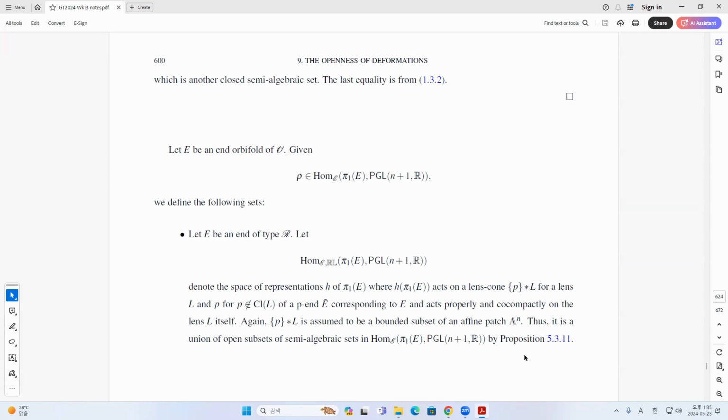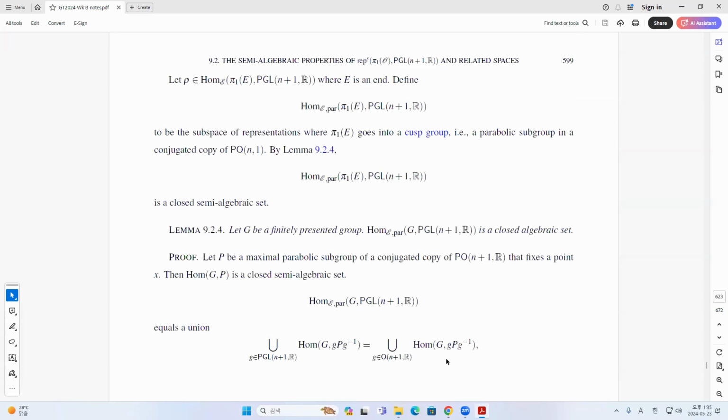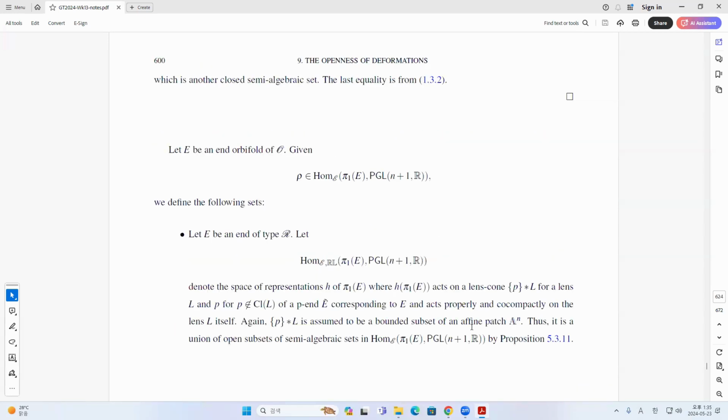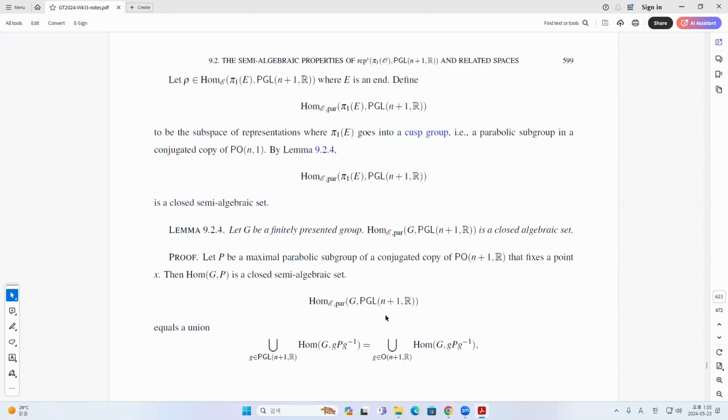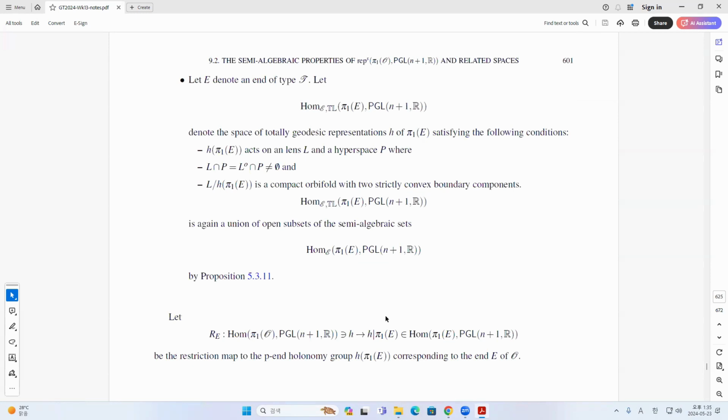Okay, so by the stability, there's an openness condition there for this lens condition. Okay, and then for TL, it acts on the lens. So again, there's a stability condition. So this is again an open subset of a semi-algebraic set.